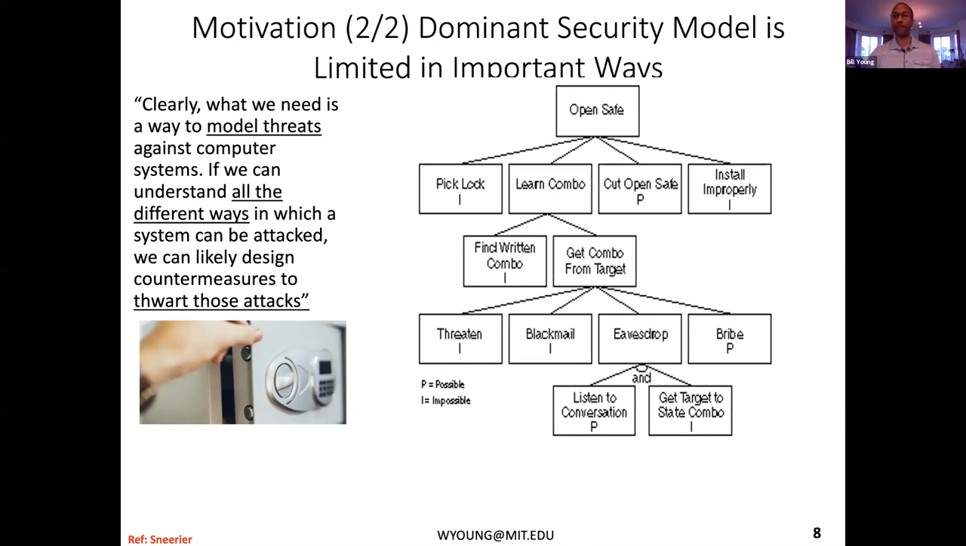And he built something called an attack tree. And this is on your screen here, what an attack tree is. So it begins at the top with the goal, opening the safe.